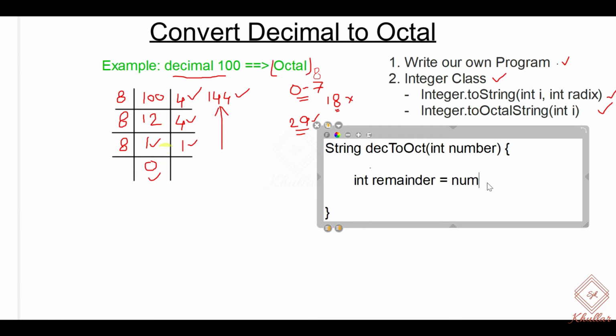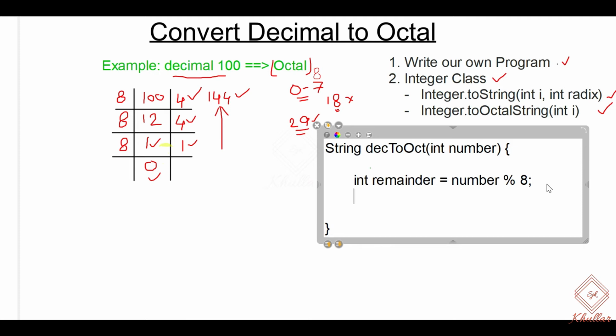To calculate the remainder, we have the modulo operator that is given by the Java framework. It will return us a remainder. So whatever we are doing, 100 by 8, it will return 4. So this will do the modulo operator. Okay, so the next thing we are doing is dividing it, right? 100 by 8, right? So the second step is let's divide the number by 8.